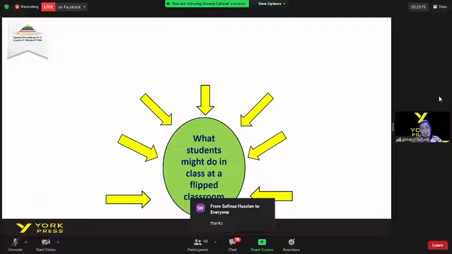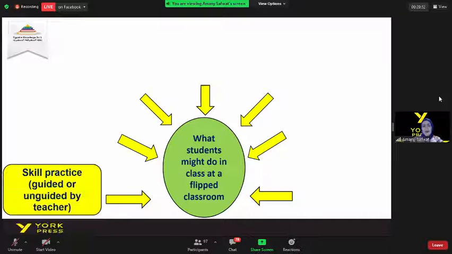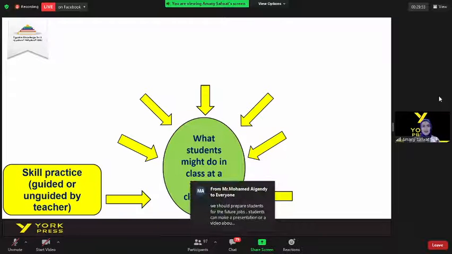So now, what they might do inside the classroom after preparing and after watching videos, after doing researches, and after doing many things at home, what are they going to do inside the class? They begin to practice what they studied, what they learned. And we have two types of skill practice, whether guided or unguided by the teacher. And when it is unguided by the teacher, the teacher should be just watching from far away, to interact whenever it is important.